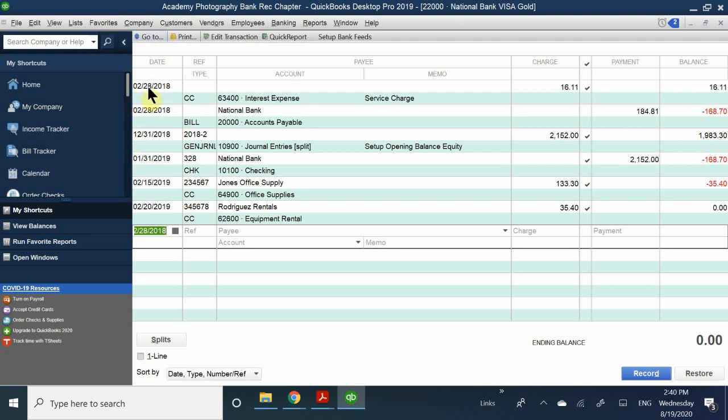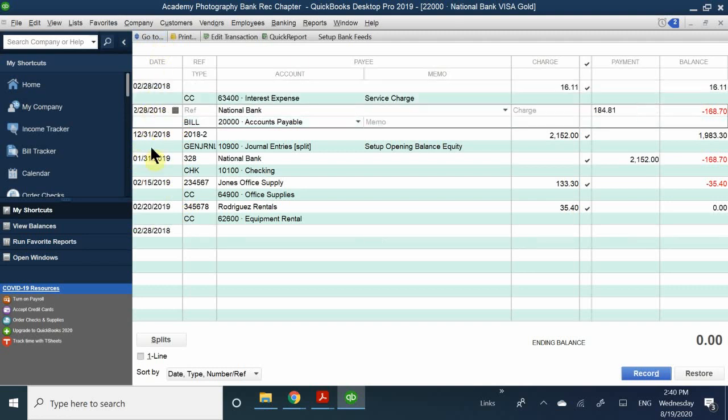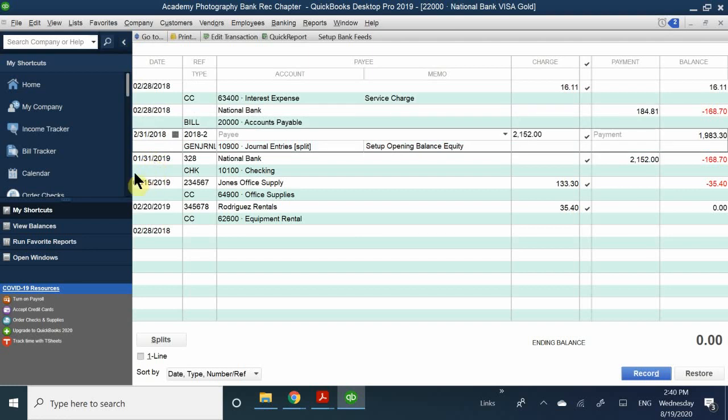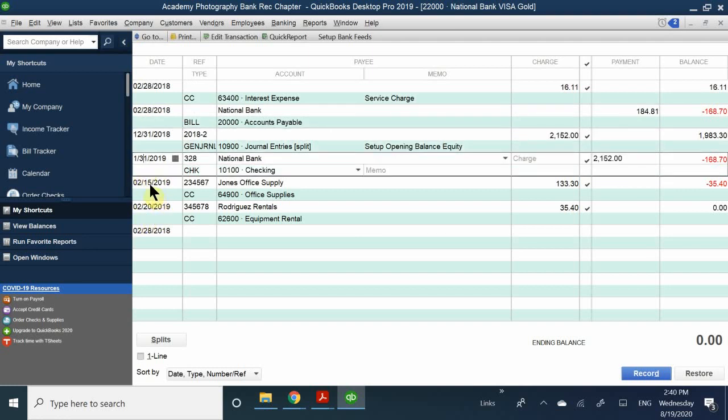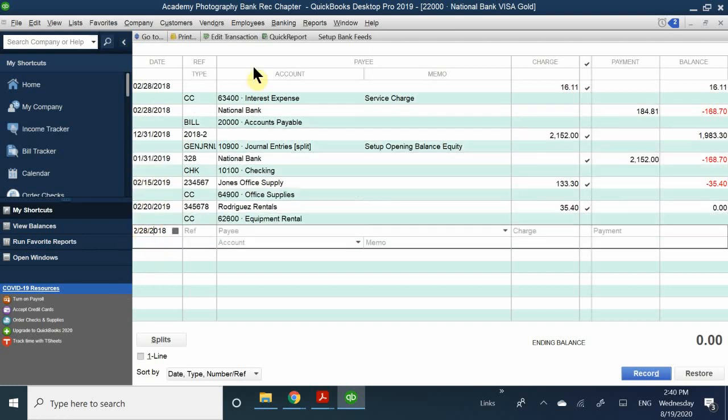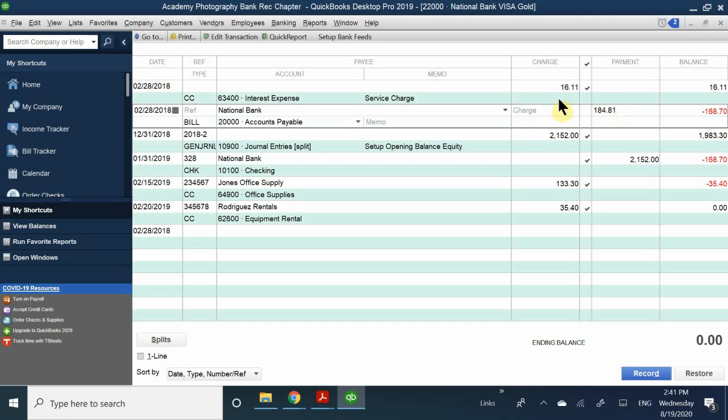Yeah, see, we have the 28th here, the 28th here, the 31st here, January here, then the 15th, then the 22nd. So all of these are out of order. Okay, so that's why. But overall, it still tells us that our ending balance is 0, which is weird because it's supposed to recognize that we're supposed to have $184.81 to pay. We didn't pay it yet.